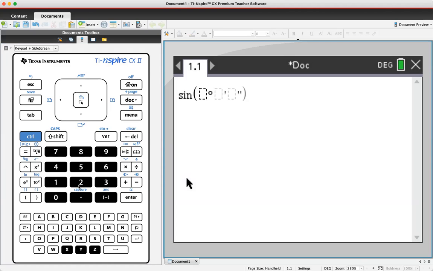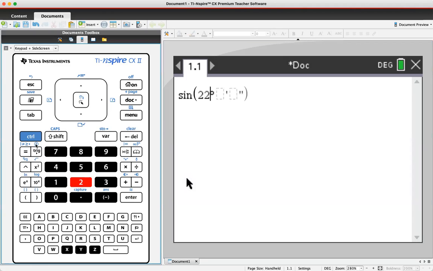And now I can easily enter 22 degrees. If I hit tab, it'll go to the next entry cell, 15 minutes, tab, and 7 seconds. And then when I hit enter, I will get the sine of that angle, which is 0.379.